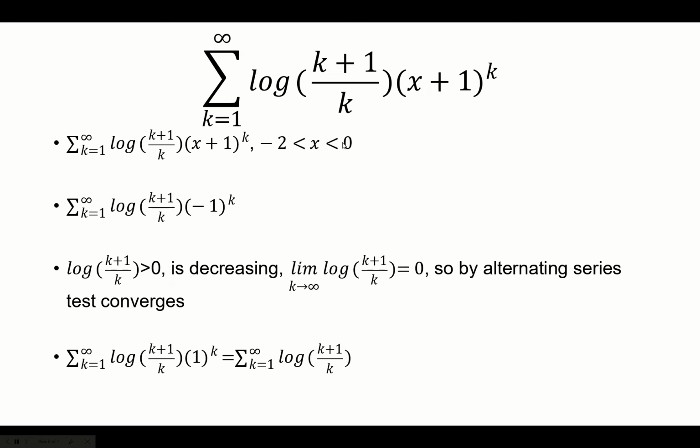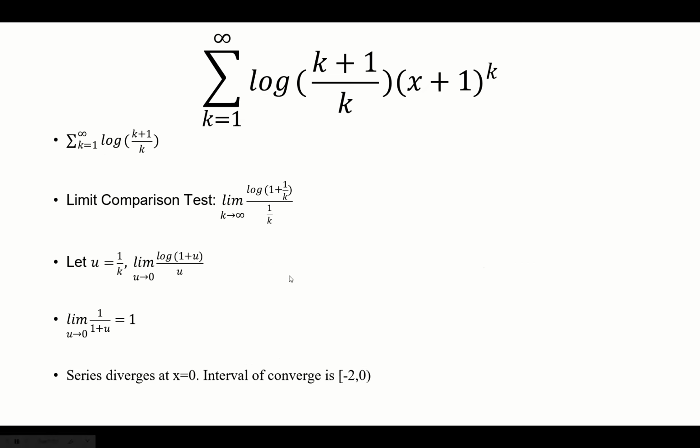Now we have to plug in x equals 0. So we have 0 plus 1 to the k. That's just 1 to the k, and really, that doesn't do anything. So that's the same thing as saying log of (k plus 1 over k). For this one, we're going to use a limit comparison test. So we're going to compare it to 1 over k. And to solve the limit, I will make a substitution. We'll let u equal 1 over k. So as k approaches infinity, u is going to approach 0. And so we have the limit as u approaches 0 of log of (1 plus u) over u.